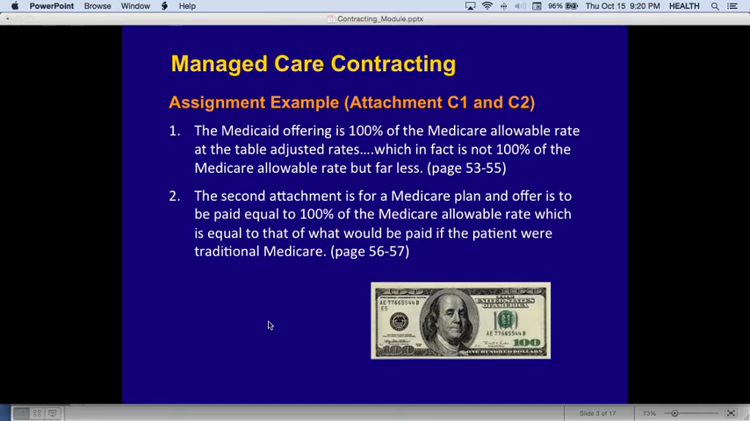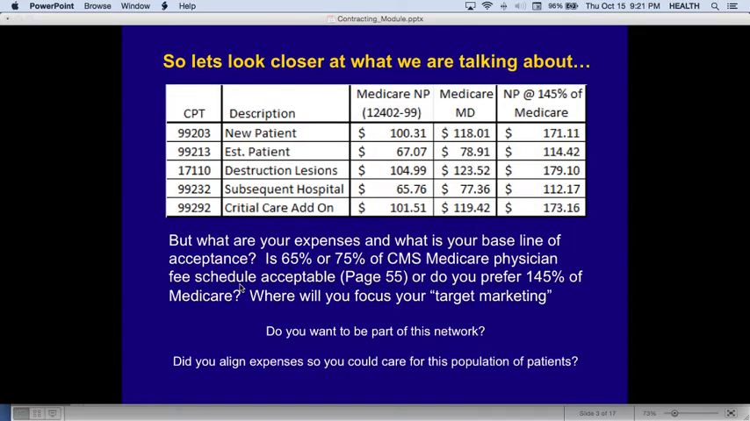The second attachment, C2, is for a Medicare plan, and it is offered to be paid equal to 100% of the Medicare allowable rate, which is equal to what would be paid if the patient were traditional Medicare. All right, that's fair. I know what that means. That means I'm going to get paid Medicare rates to see Medicare patients.